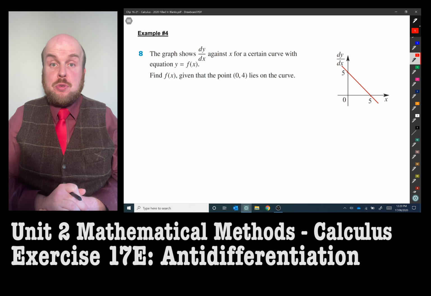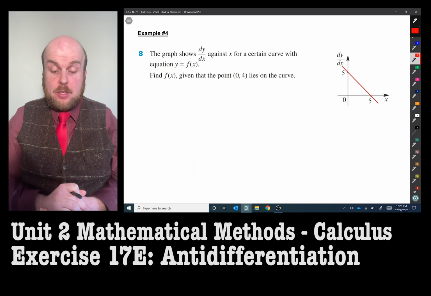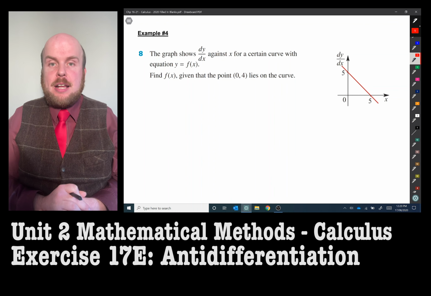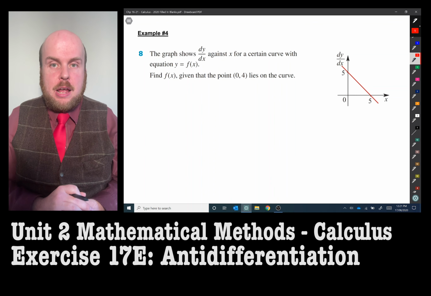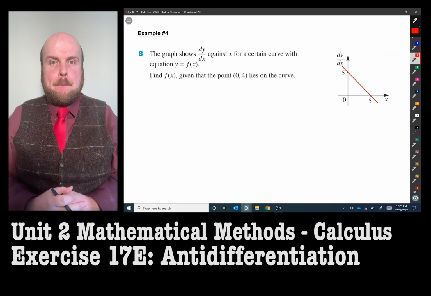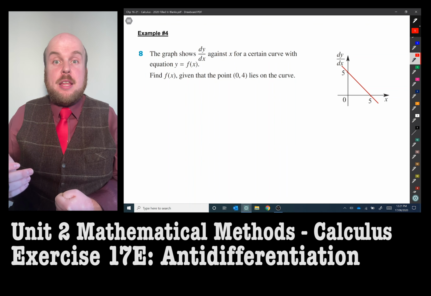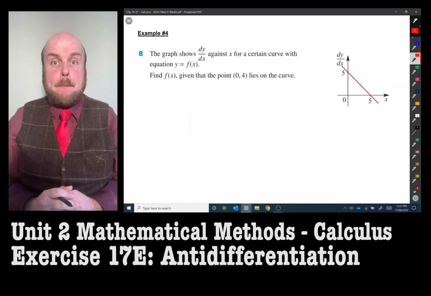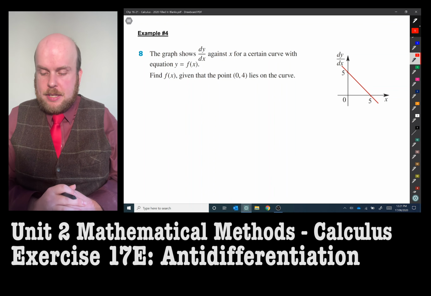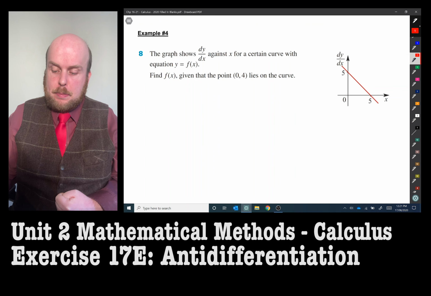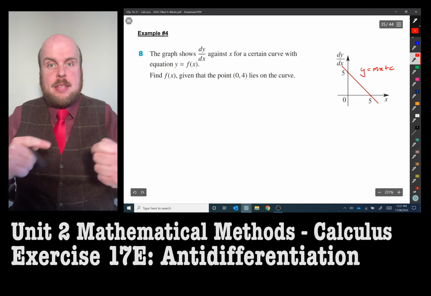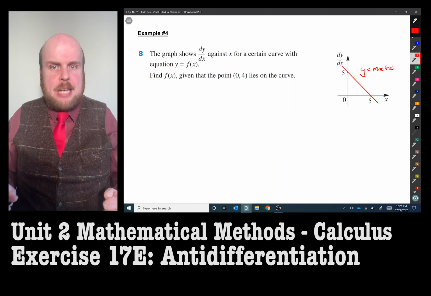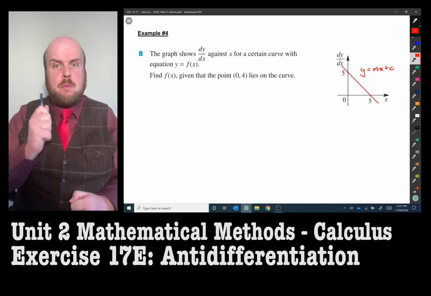Example 4. The graph shows the derivative against x for a certain curve with the equation y equals f of x. Find f of x given that the point (0, 4) lies on the curve. You can see here that the derivative graph is a linear graph. If you remembered anything about matching a derivative graph with its original, the original is likely to therefore be a parabola. So we'll need to go and identify the equation of this line first. It'll be in the form of y equals mx plus c, and then do the antiderivative of that, and then we'll need to solve for c. So an extra step. We're not just given the linear equation, we have to find it first.